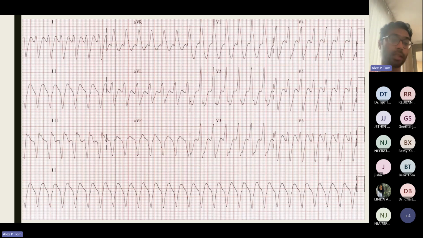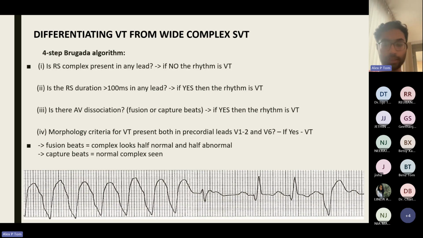So you can see that there are broad complex tachycardias, just regular broad complex tachycardia, and that is VT. There is a discussion on differentiating VT and SVT that I put in, but if you go into that, it's going to be a bit more complex. So at the moment, we'll just skip it. There's a 4-step Brugada algorithm that you need to follow when you differentiate a VT from an SVT.